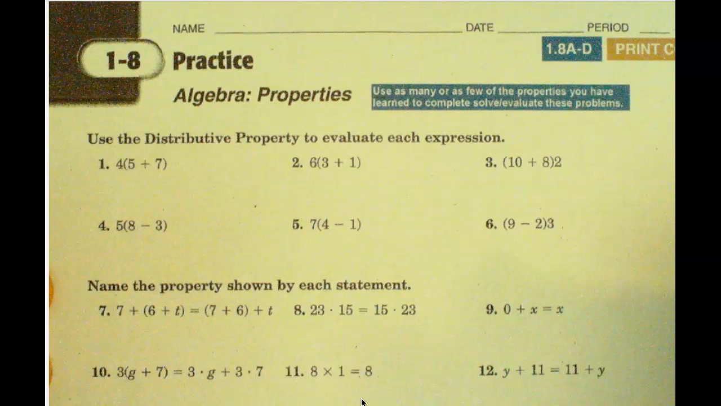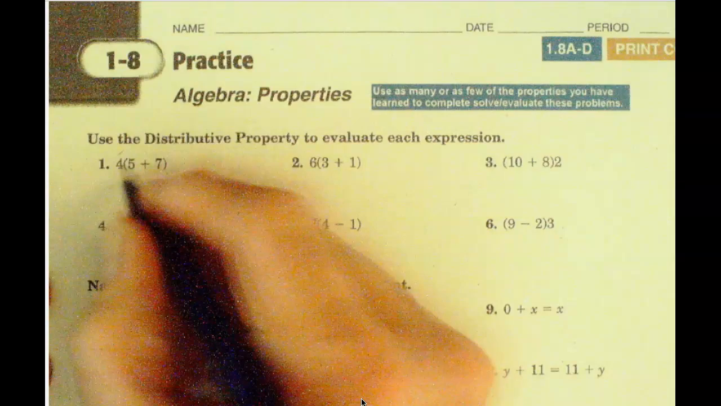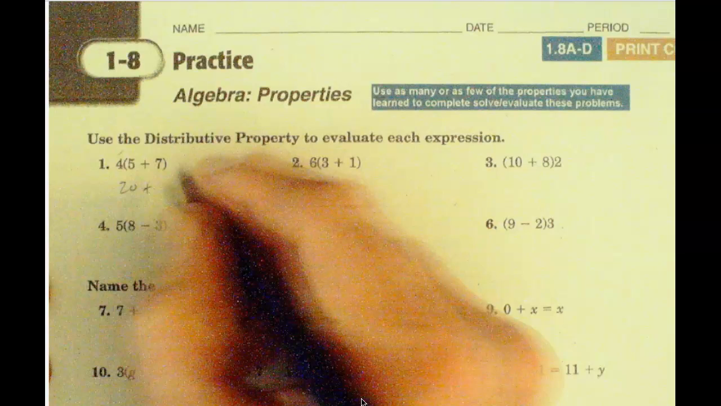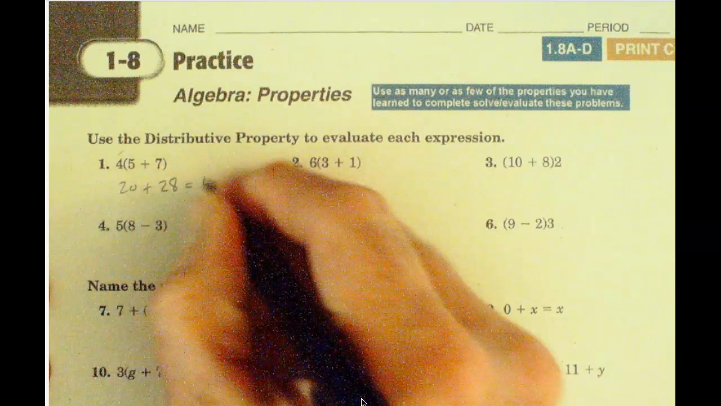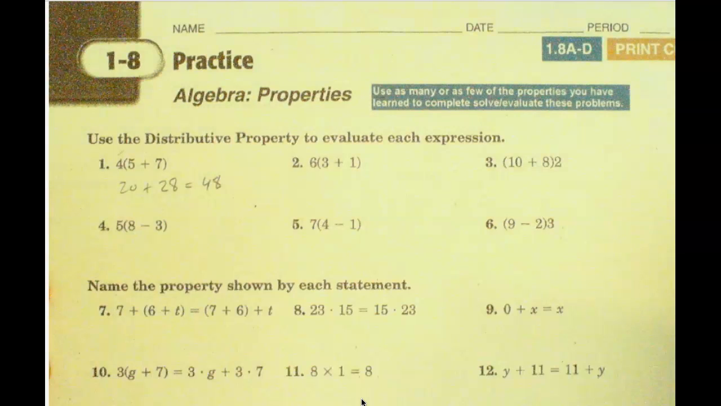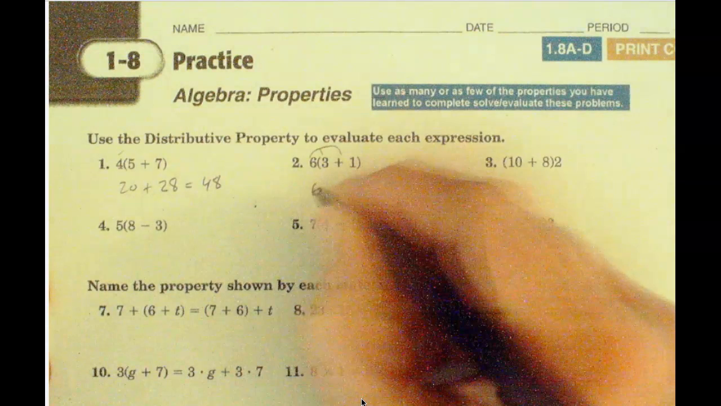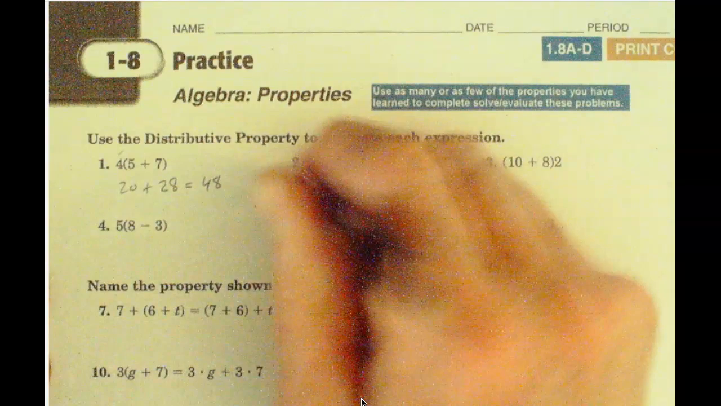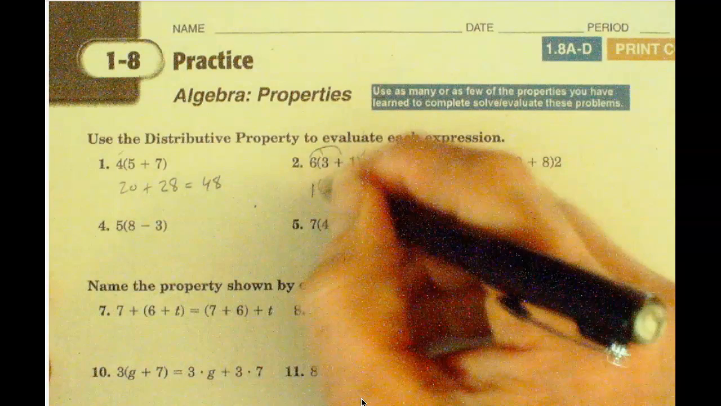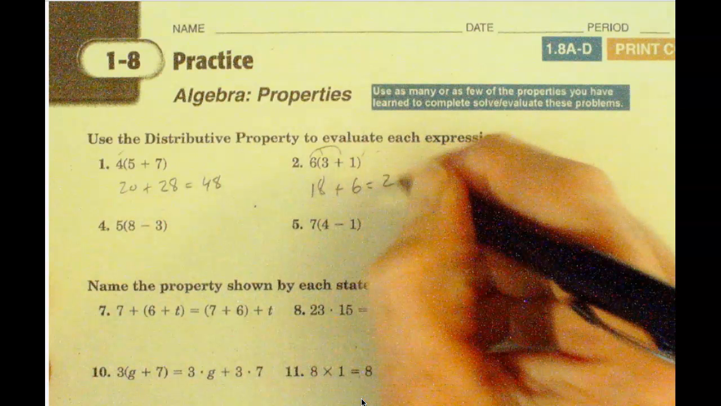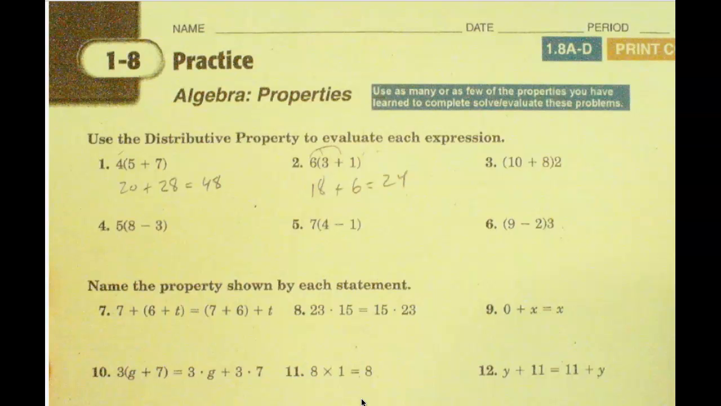The first one says use a distributive property to evaluate each expression. Well, I can do that. This would be 4 times 5 would be 20, plus 4 times 7 would be 28. This would be 48. This one here, well, 6 times 3 would be 18, plus 6 times 1 would be 6. This would equal 24. Just distribute it out and use it. You don't have to rewrite it. You can just use the distributive property.